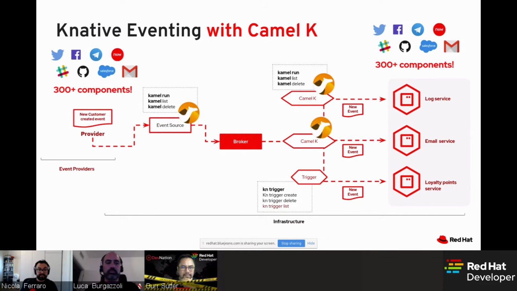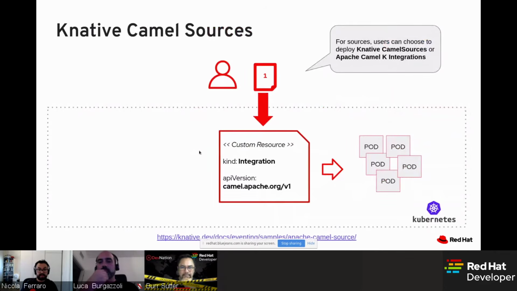Okay, let's talk a bit more about the event sources now. So Luca told you that there is a main way to use Camel K, and it is writing a Java file, for example, a Groovy file or YAML. And using the Camel CLI, you transform this into a custom resource that then the operator transforms into some running pod. So this is the main way to use Camel K, but there is also a different way.